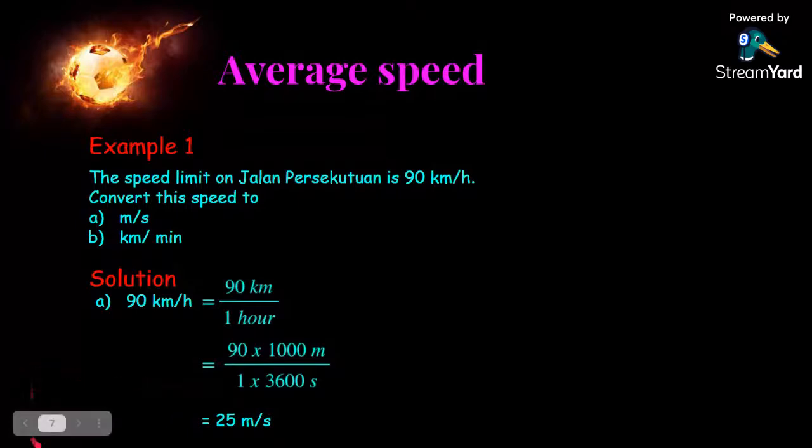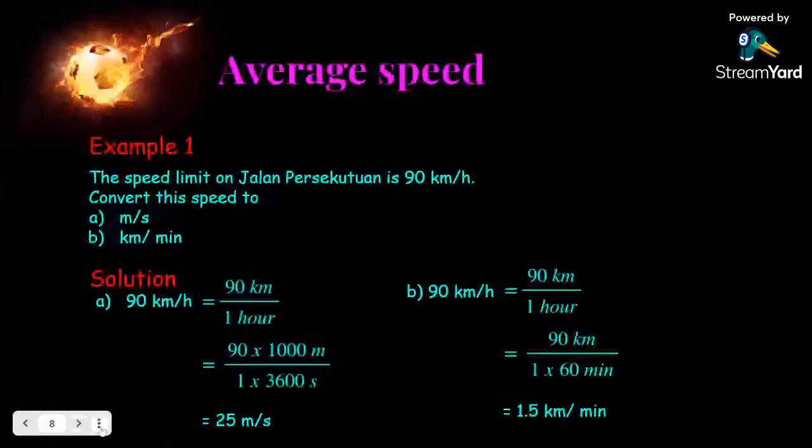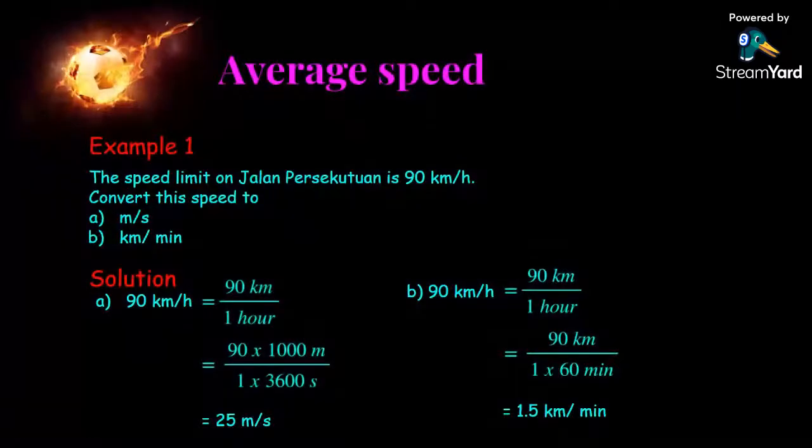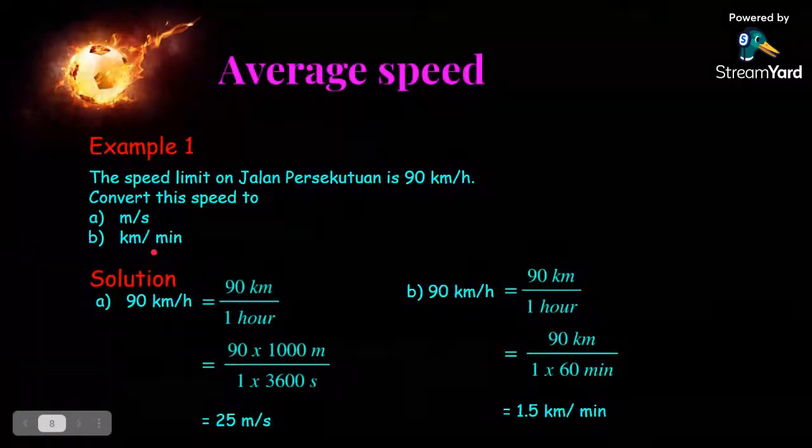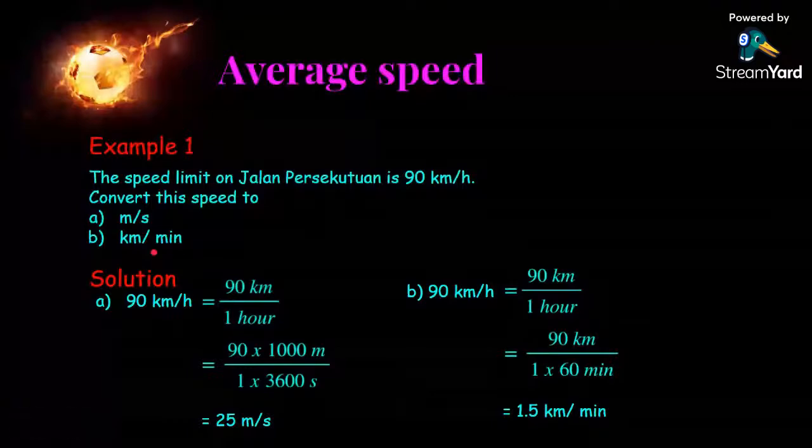Okay, now let's move to the another B. Okay, the another question about kilometer per hour to kilometer per minute. So here, kilometer per hour to kilometer per minute. So you just nak tukar change the hour to minute sahaja. Yang kilometers masih lagi sama. So saya buat macam ni, 90 km per hour.